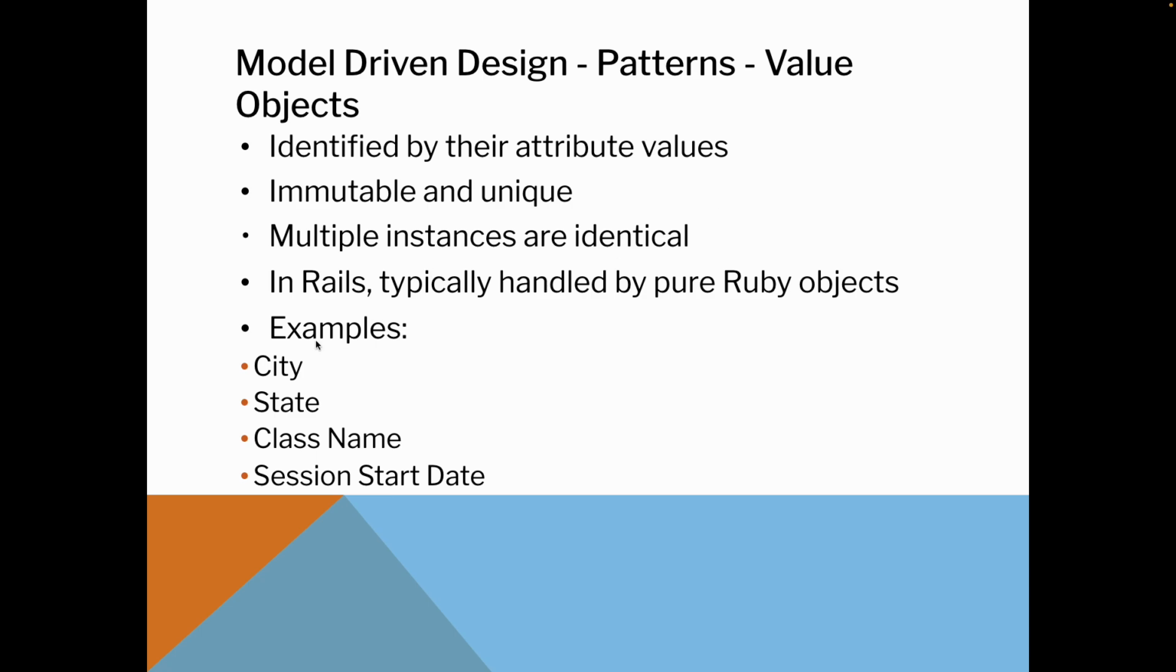So examples here are cities are value objects, states are value objects. In this case, class names could be value objects if I want to use an instrument and repeat it across multiple classes. The instrument name is a value object in a sense. It's not mutable. If I have drum kit, it's drum kit. I can use it everywhere, and it's drum. Or if it's guitar everywhere. So that is a value object. The session start date is a value object to an extent. Like the dates are value objects.